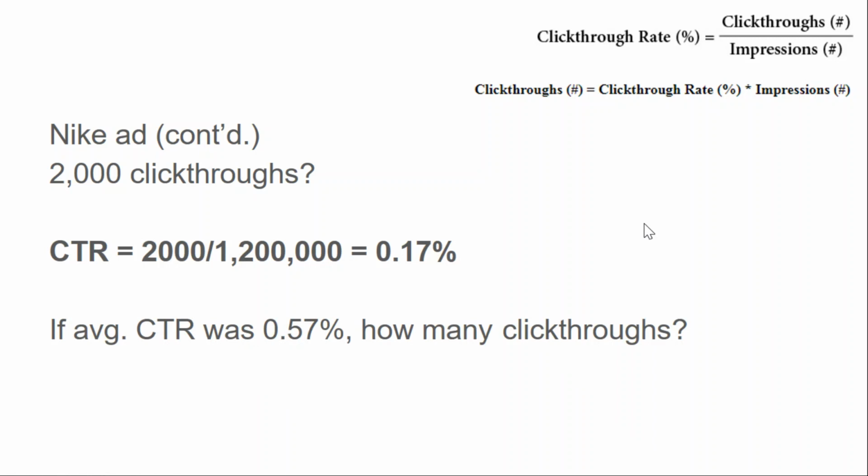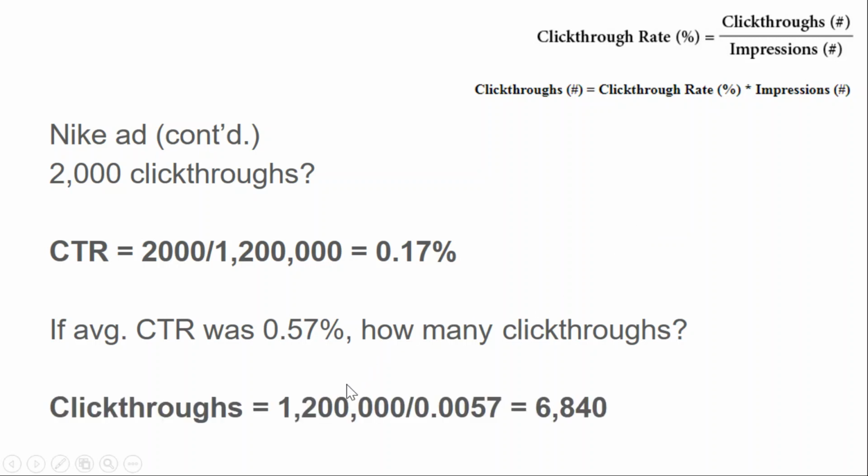So let's assume their average click-through rate was 0.57%. They get 0.17% on this particular ad, but their average was 0.57. How many click-throughs would they have expected for this particular ad? It would have been 6,840 instead of 2,000. So they have to ask themselves, what happened? Maybe people weren't interested, or the ad itself wasn't as vivid or attention getting. You have to figure that out.